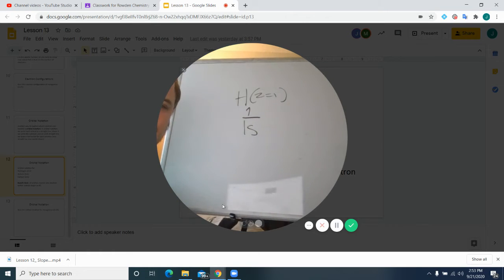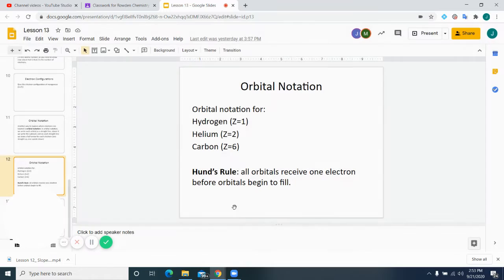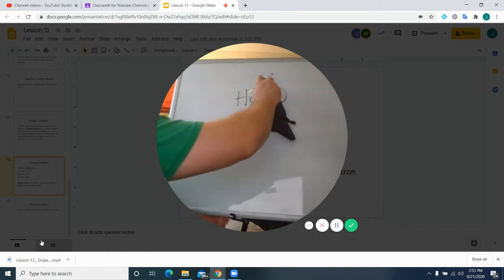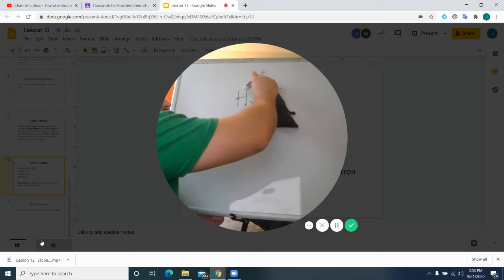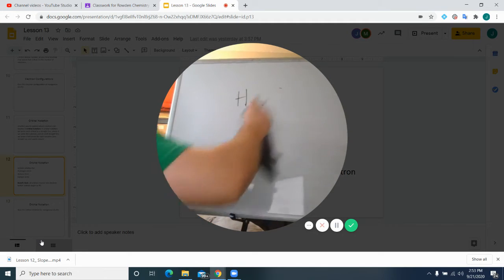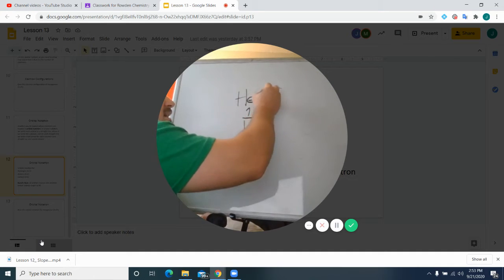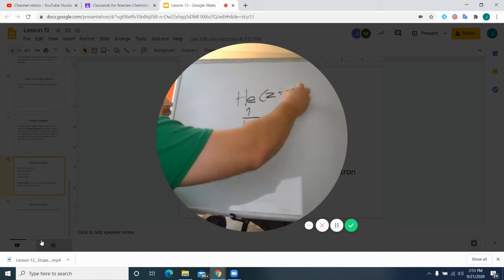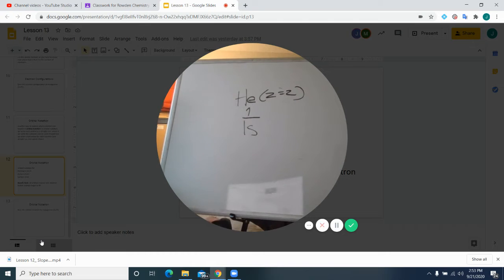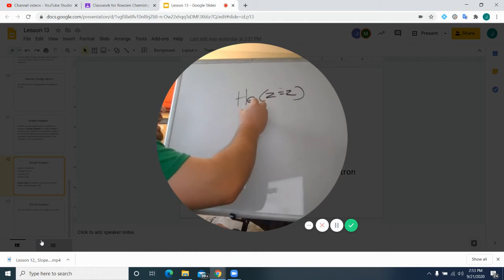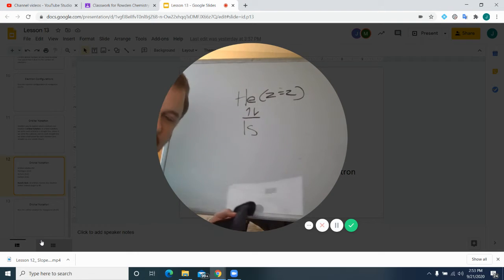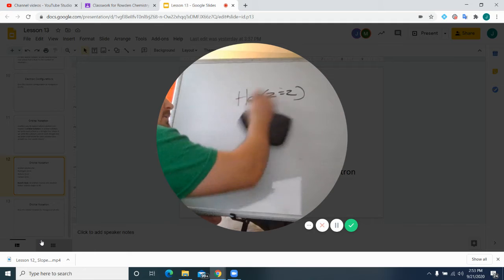So let's move on and do the orbital notation for helium. Now for helium, it's going to be a similar situation. We're going to have 1s. Helium has an atomic number of 2, so it has 2 electrons. So now you'll do 1s. You'll have your first electron as an up arrow, and your second electron as a down arrow. 2 electrons total.